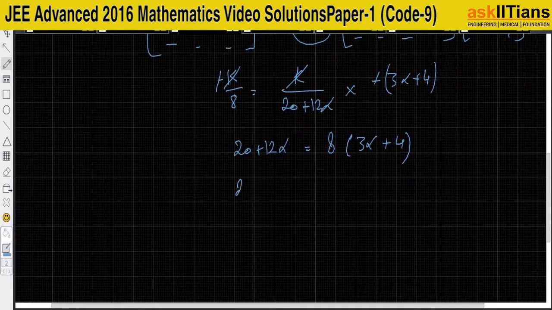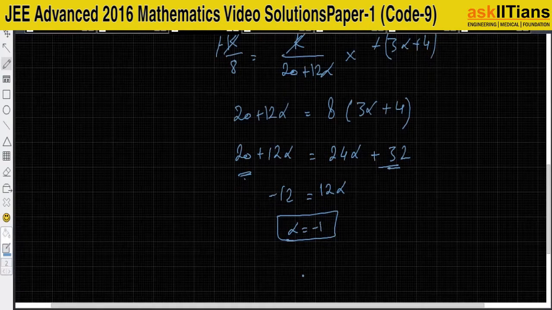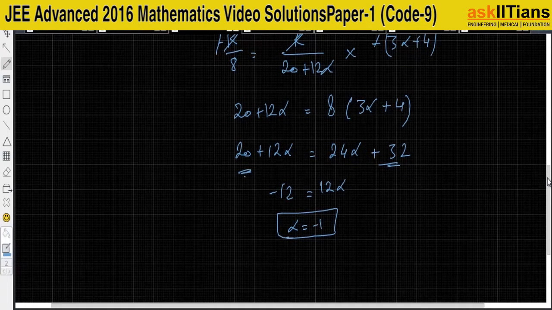So from here I'll get 20 plus 12 alpha is equal to 24 alpha plus 32, and from here I'll get 12 alpha is equal to 20 minus 32, so minus 12. So alpha is actually minus 1. So the value of alpha we already got, that is minus 1. And now we need to find the value of K also.